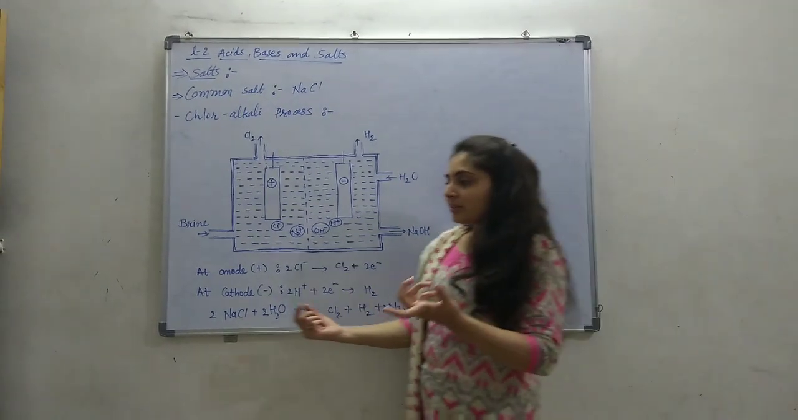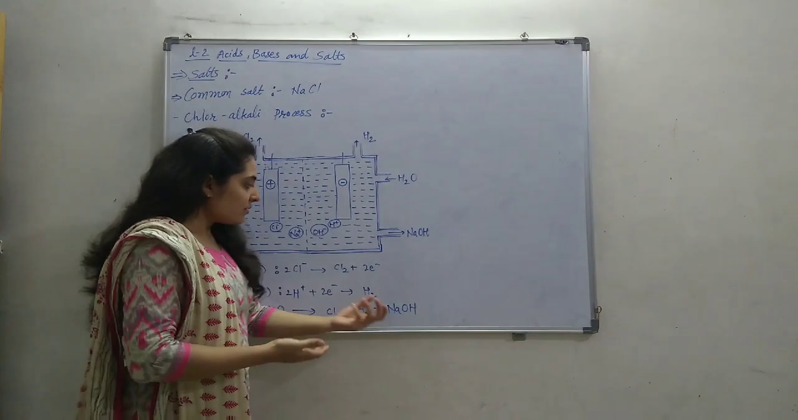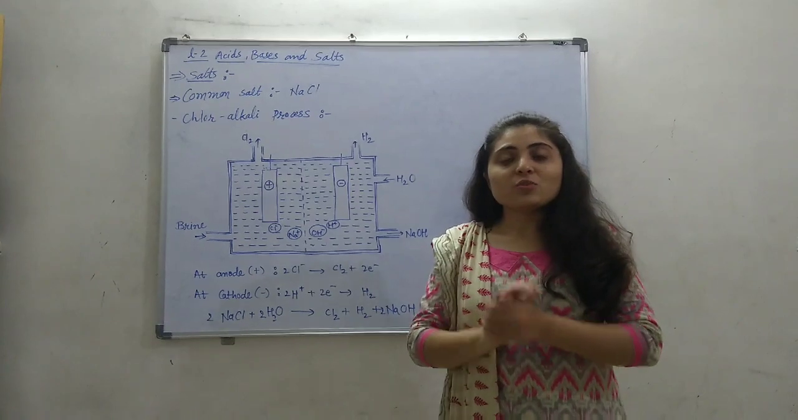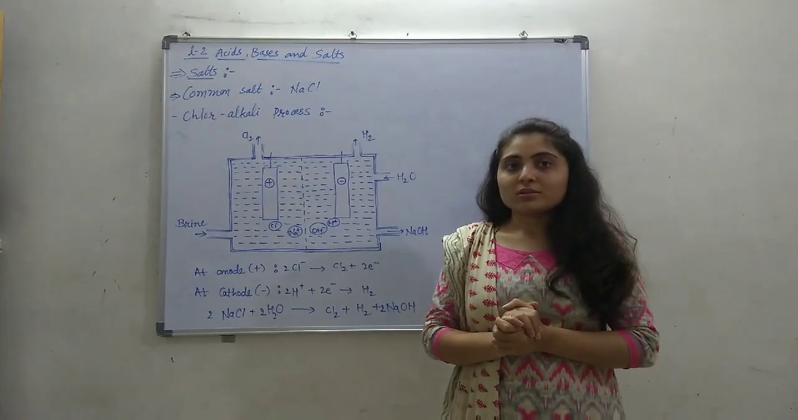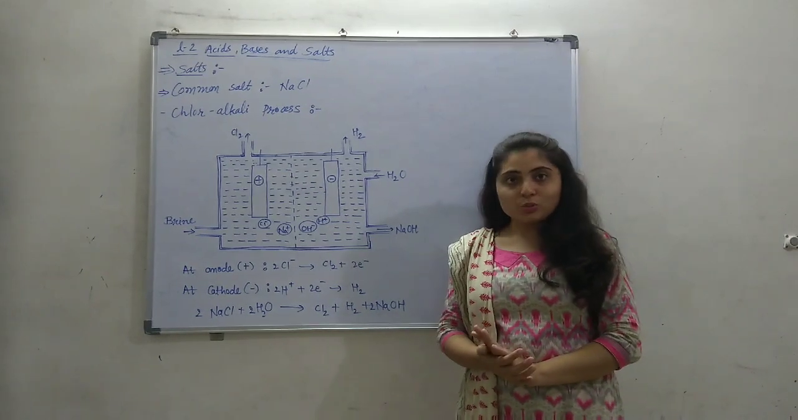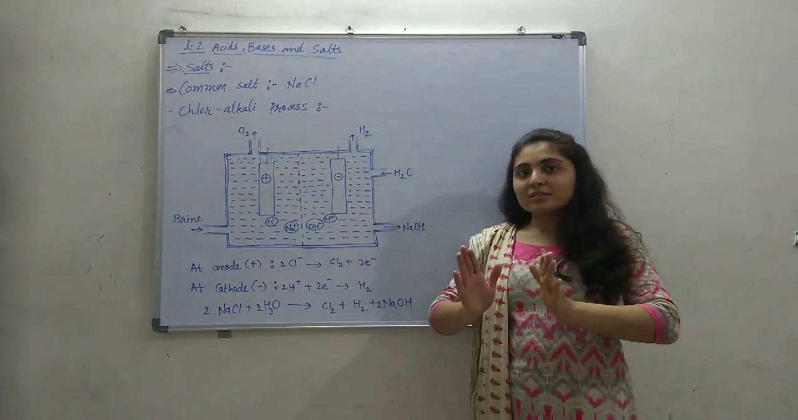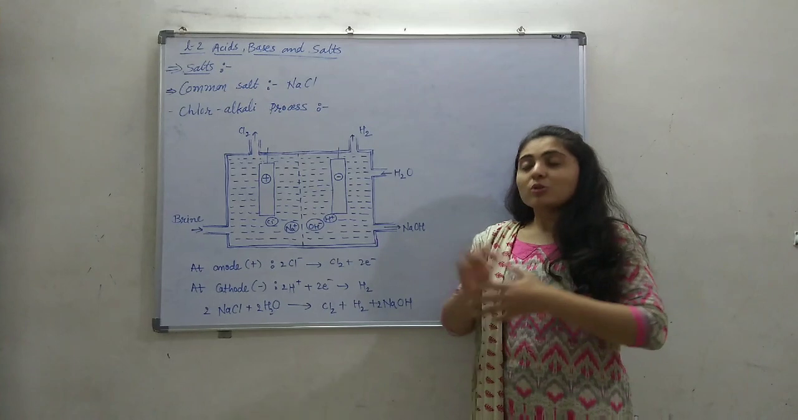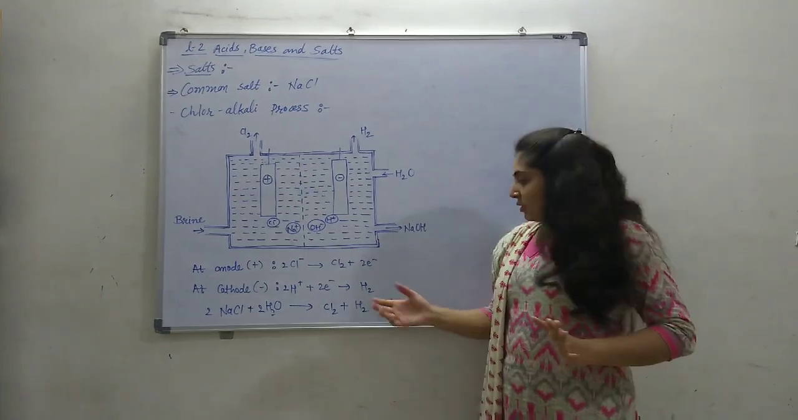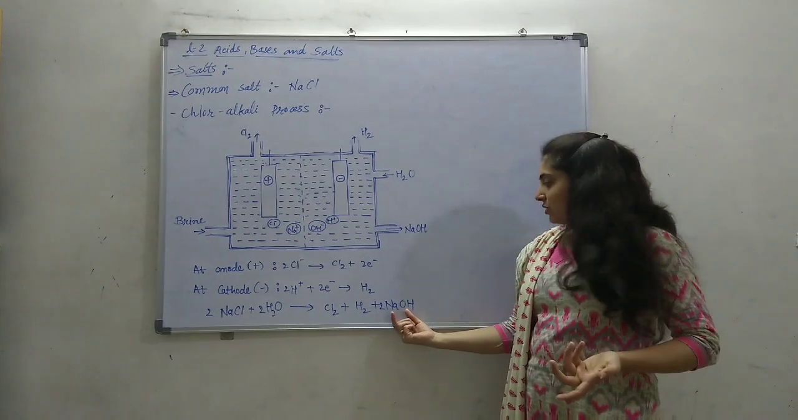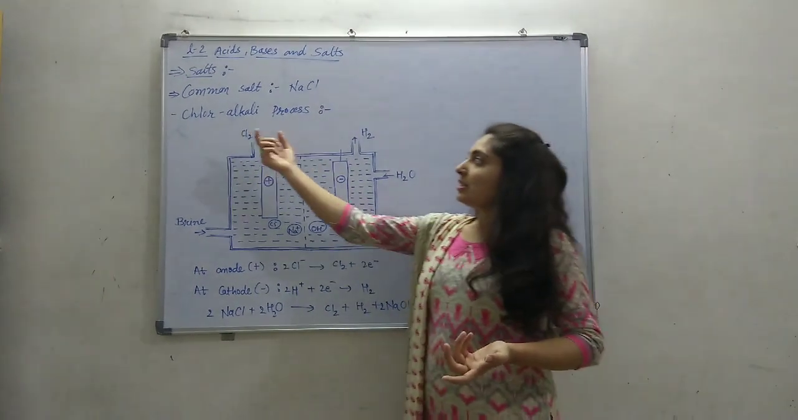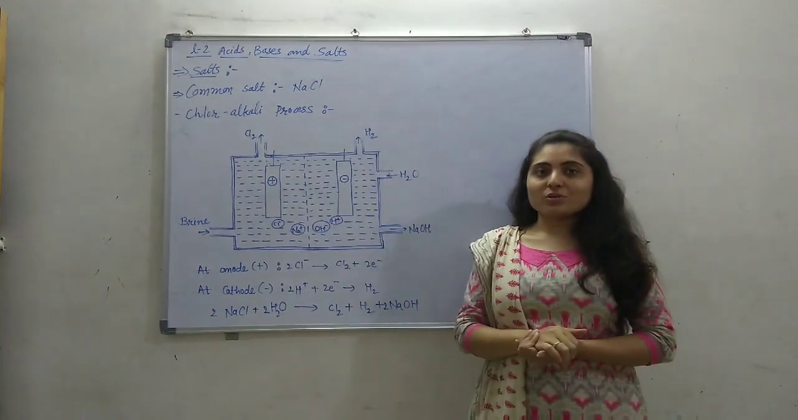Why is alkali called a base? Alkalis are bases which are soluble in water. Not all bases are soluble in water, but the bases which are soluble in water, or which can make an aqueous solution, are called alkali. So here the alkali NaOH is made and chlorine is also made. So we call it the chlor-alkali process.